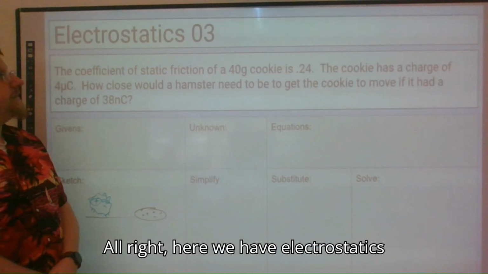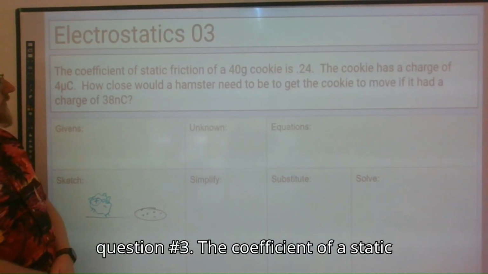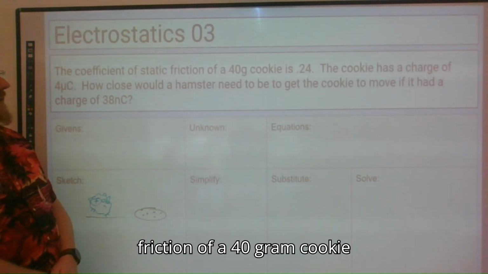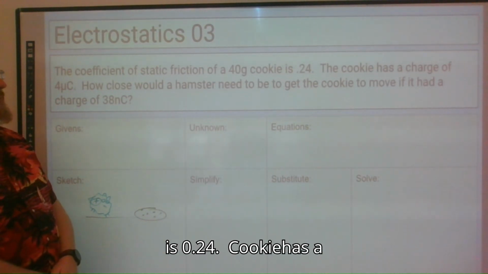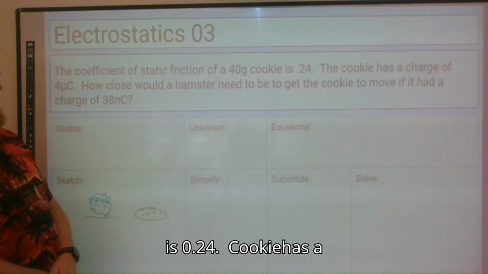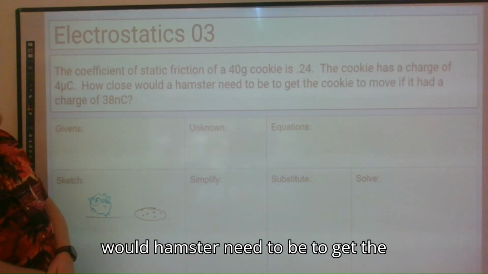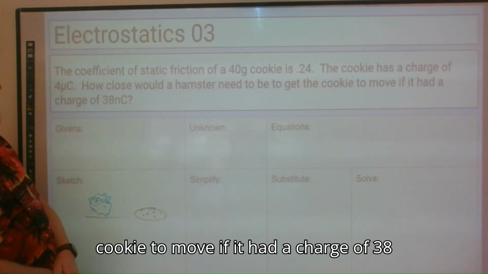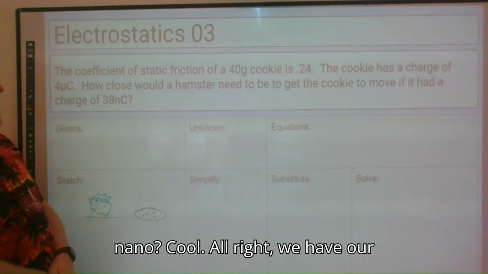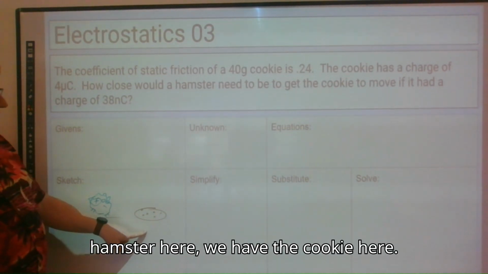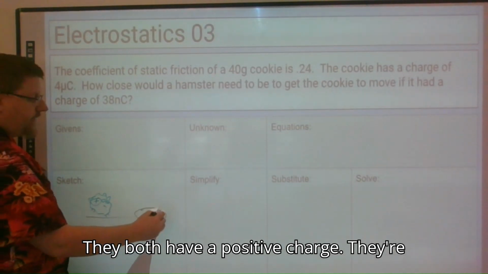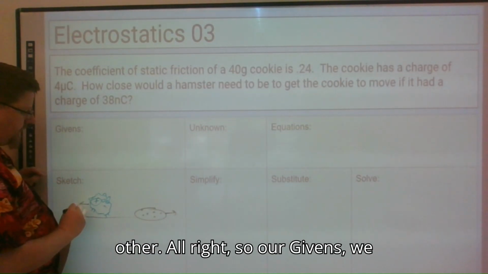All right, here we have electrostatics question number 3. The coefficient of static friction of a 40-gram cookie is 0.24. The cookie has a charge of 4 microcoulombs. How close would a hamster need to be to get the cookie to move if it had a charge of 38 nanocoulombs? All right, we have our hamster here, we have the cookie here. They both have a positive charge, so they're going to feel a force away from each other.